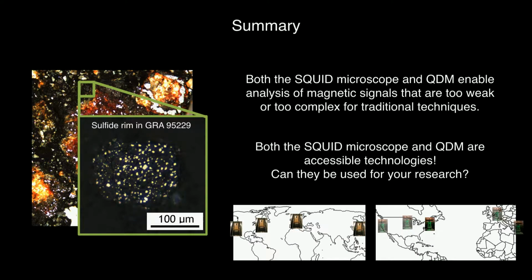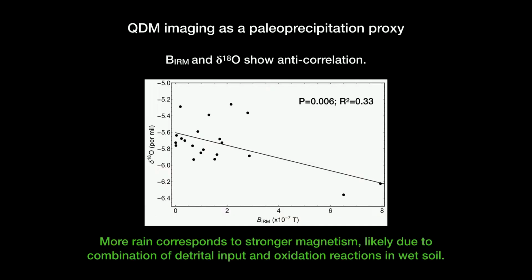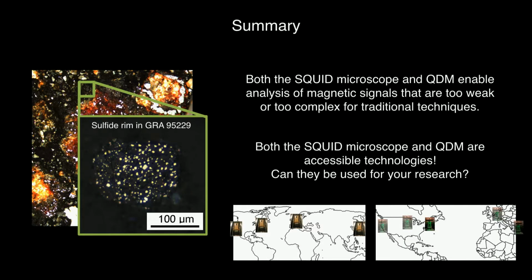Okay, so I'll just conclude there. But the point here is that the SQUID microscope and QDM allow imaging analysis of magnetic samples that are too weak or maybe too complex for traditional bulk techniques. I guess another little point I'd like them to stay on this slide.